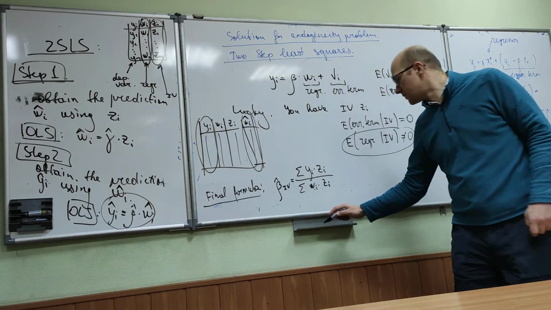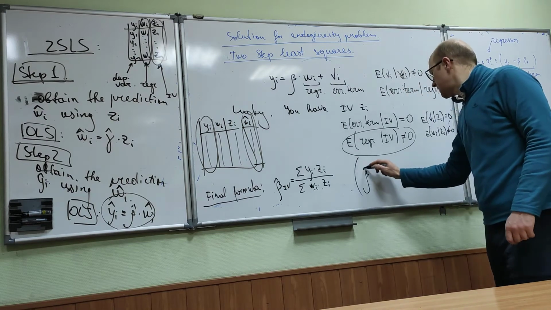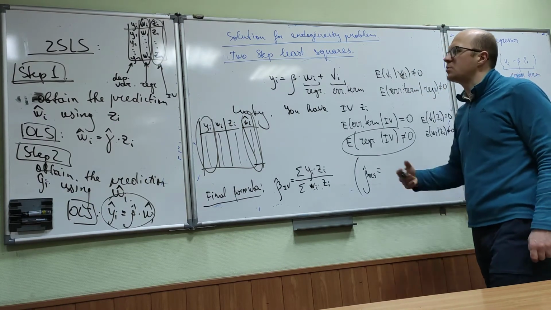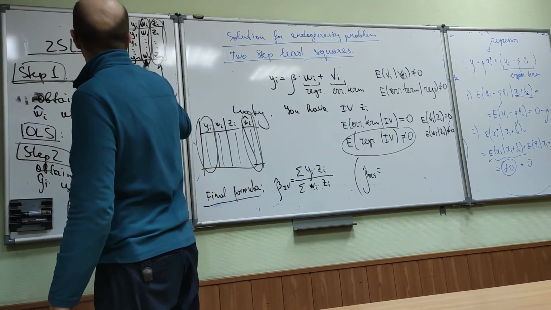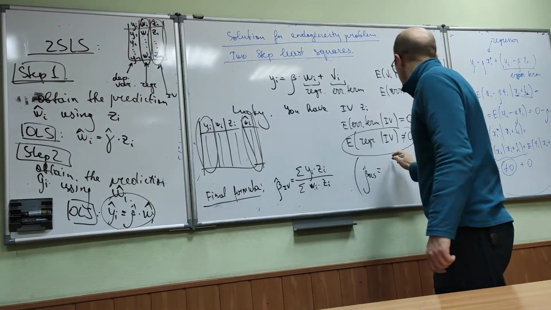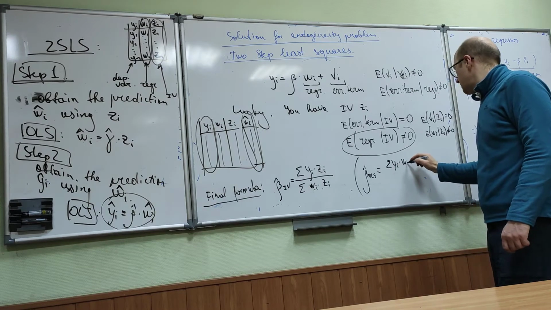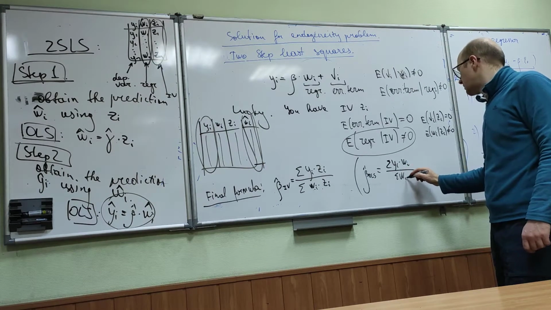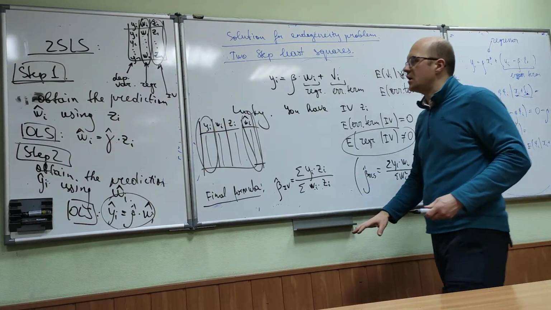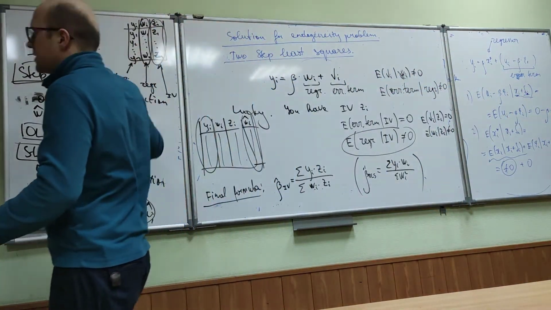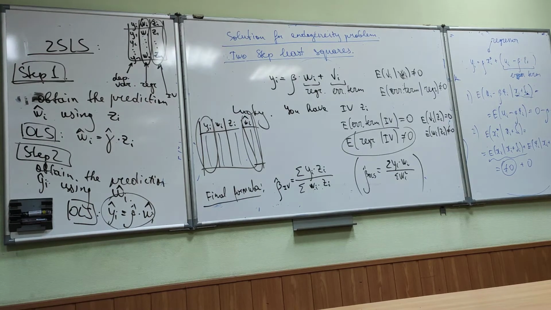So just for comparison, beta hat OLS, a direct regression of y on w, gives the sum of y times w divided by the sum of w squared. This is not the same formula. The instrumental variables formula uses all three variables: the dependent variable, the instrument, and the regressor.